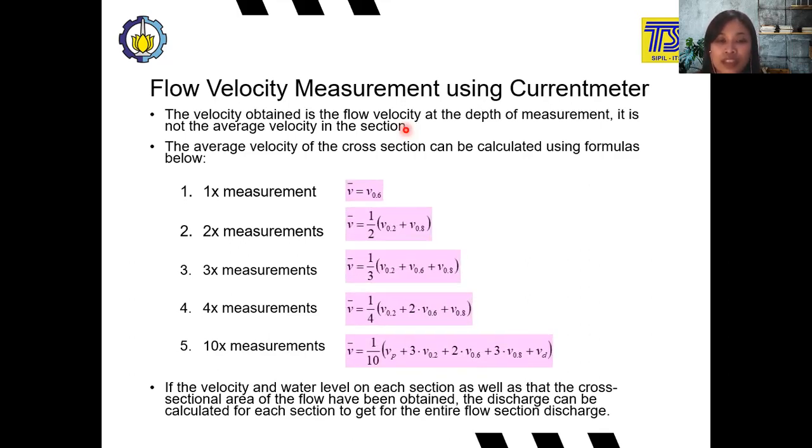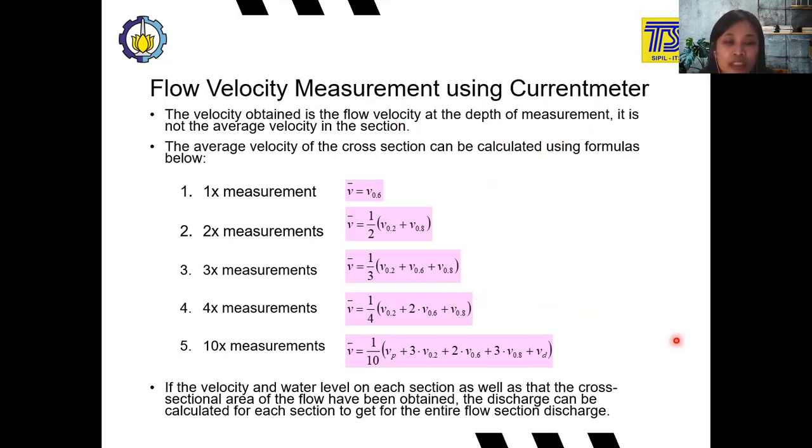The equation will also be different depending on how many measurements you carry out in each cross section. For example, for one measurement, you only need to calculate the flow velocity at the depth of 0.6. For 2 measurements, you divide by 2. For 3 measurements, divide by 3, and for 4 measurements, divide by 4, and so on until 10 measurements, where you divide by 10.